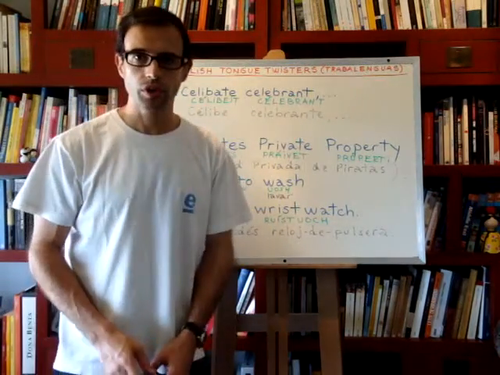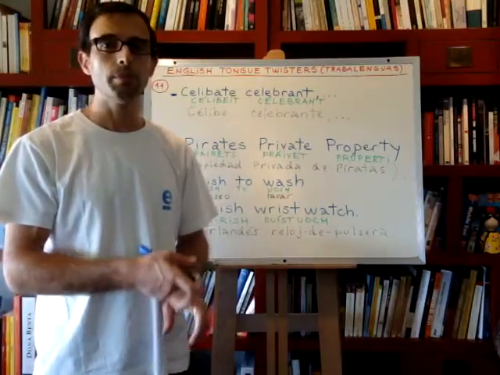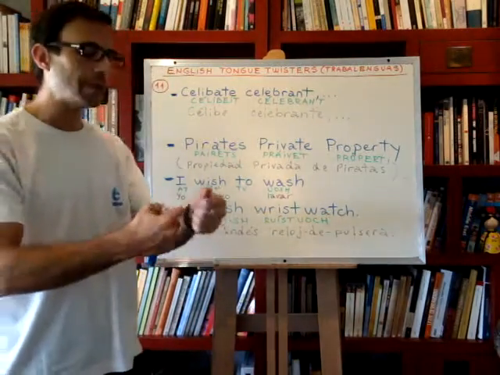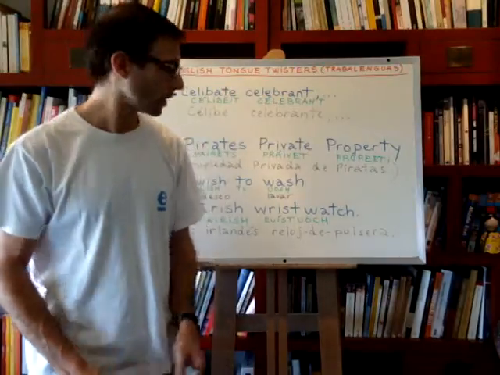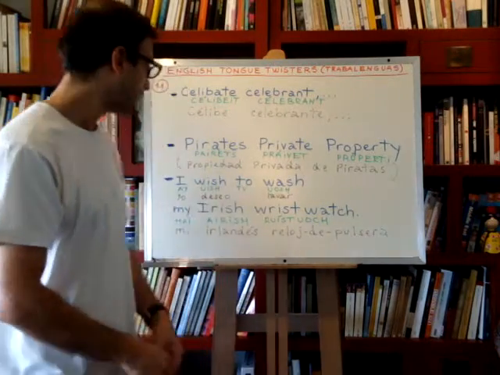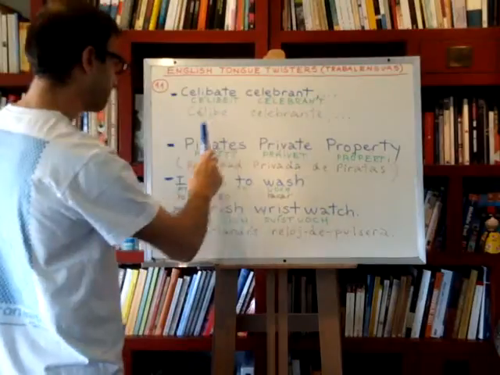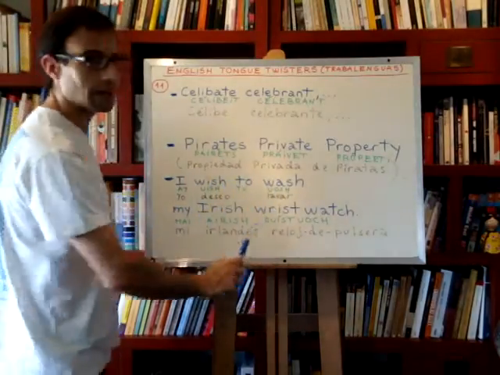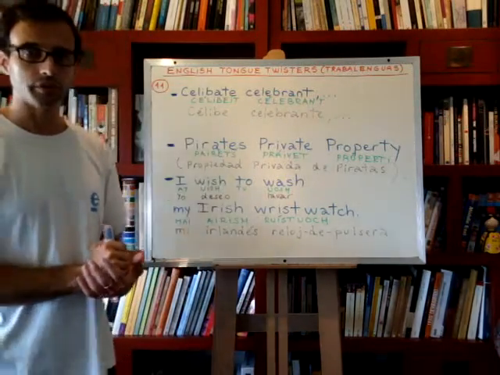Wristwatch, wristwatch. This is one single word. Esto es una sola palabra, pero es una palabra compuesta. It is a compound word formed by two words. The word wrist, that means muñeca, la muñeca de la mano, and watch. Watch significa reloj. Wristwatch, literalmente, es como llamamos el reloj de pulsera, el reloj que va en la muñeca. My Irish wristwatch, mi reloj de pulsera irlandés. So, célibe, celebrante, propiedad privada de piratas, y yo deseo lavar mi reloj de pulsera irlandés. Bien? This is the meaning of the tongue twisters we will learn today.